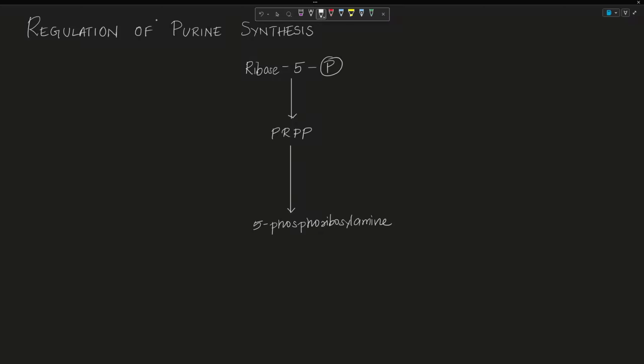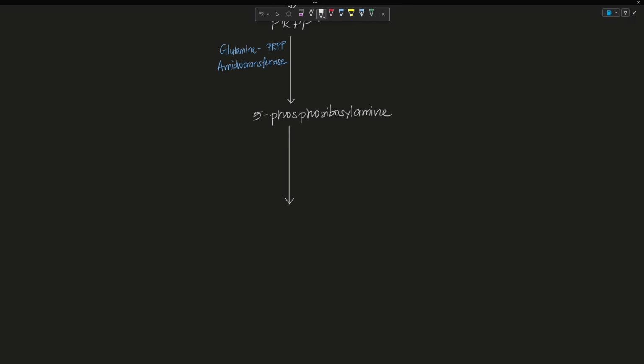The enzyme used to convert ribose 5-phosphate to PRPP is PRPP synthetase. The enzyme used to convert PRPP to 5-phosphoribosylamine is glutamine PRPP amidotransferase. 5-phosphoribosylamine undergoes 9 steps in order to form IMP, or inosine monophosphate, or inosinate, or inosinic acid.